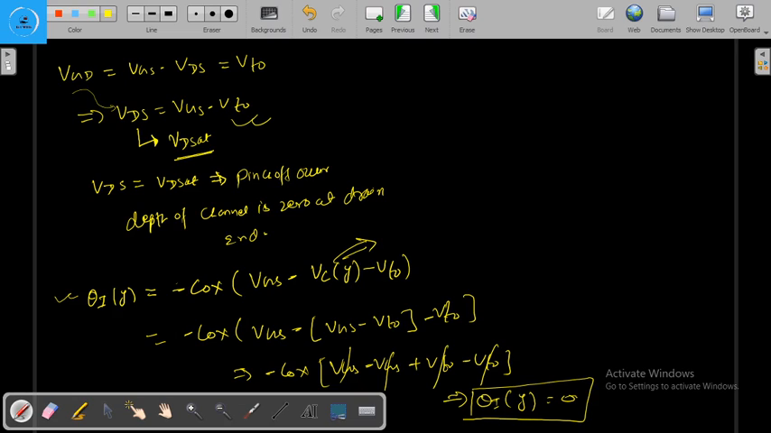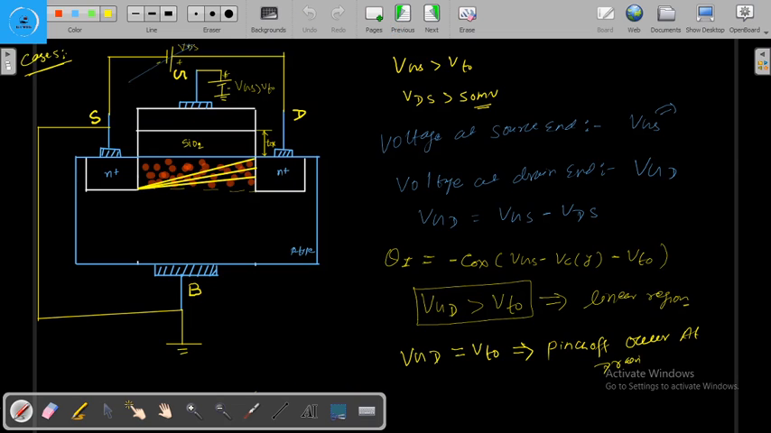And why have we kept the VD set here? Because the voltage at the drain is equal to VD set, which is equal to VGS minus VT naught, as we have kept the source as the reference voltage. So we have seen in this figure that the channel depth at the drain is 0, and this is called the pinch off.